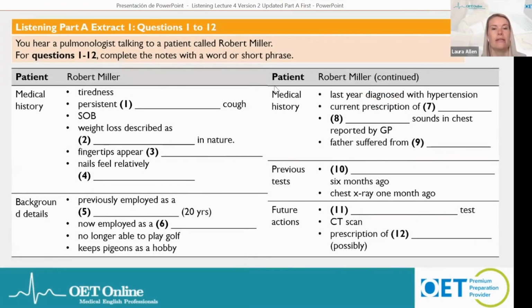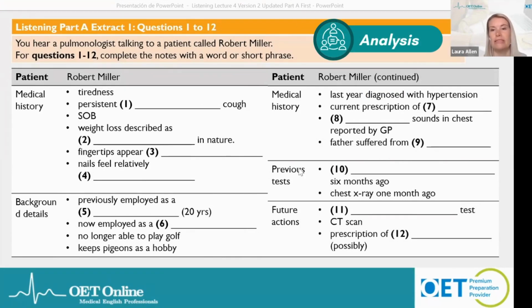All right. So this is our part A. But before we do the listening, we are going to do a little bit of analysis. In the exam, you do only have 30 seconds, of course, but we're going to do a little bit of skill building, and then we'll give the listening a go. So we're going to hear a pulmonologist talking to Robert Miller. All right. So you see the word pulmonologist, right? What does a pulmonologist specialize in? The lungs, exactly, right? So you can immediately start thinking, okay, we're focusing on the lungs here.